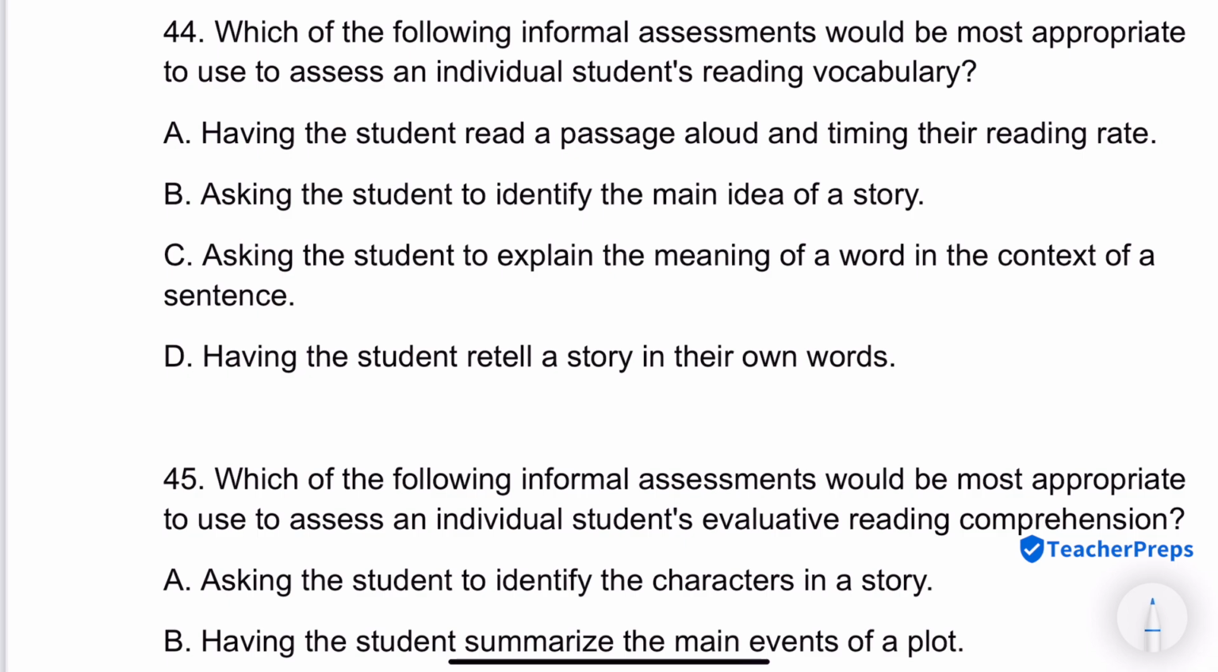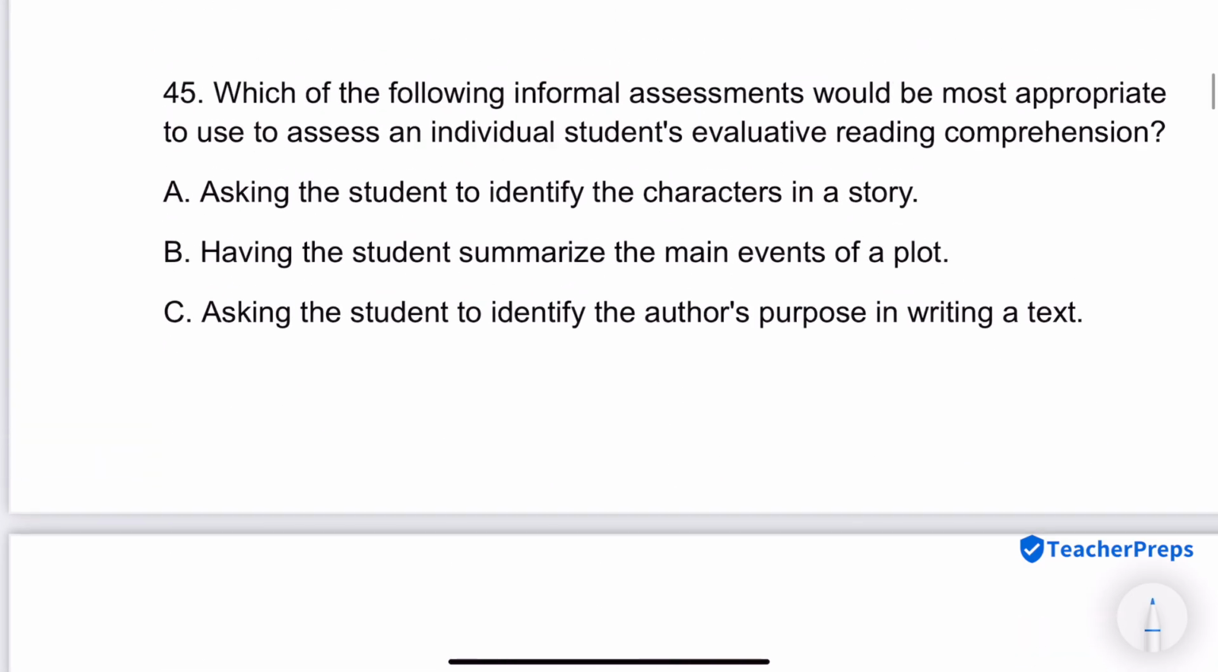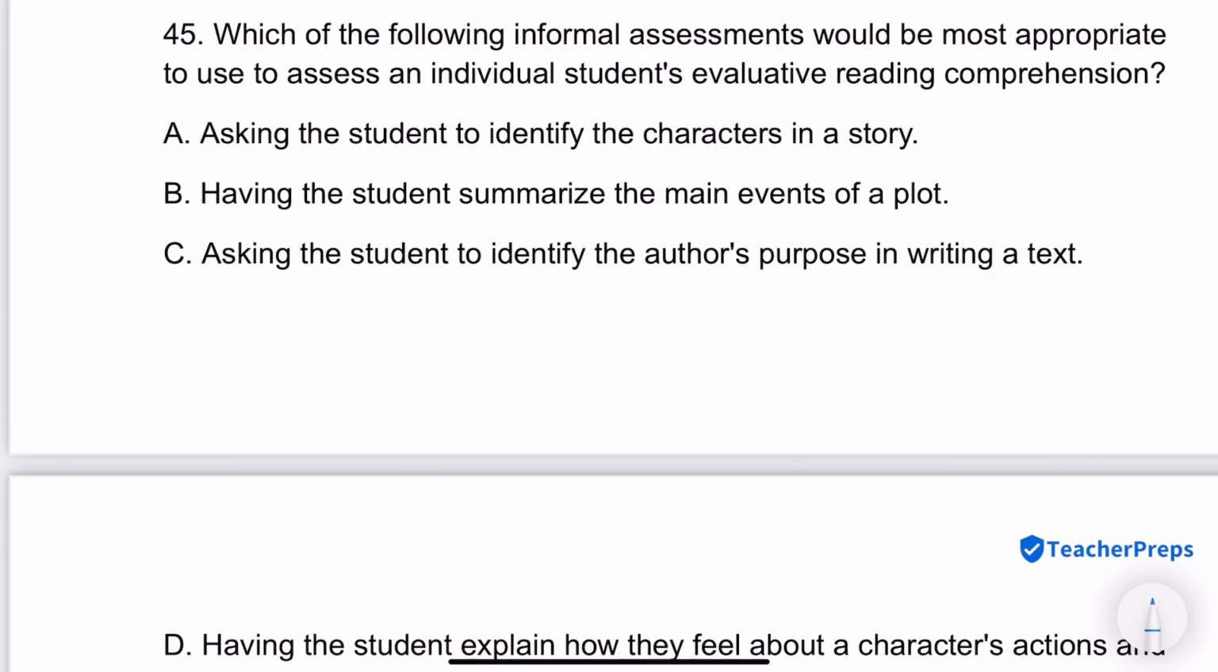Option A, it tests fluency. B and D test comprehension. And so option C, asking the student to explain the meaning, is going to be the best way to assess their vocabulary. Moving on to question number 45. This one asks, which of the following informal assessments would be most appropriate to use to assess an individual student's evaluative reading comprehension? Read the answer options.